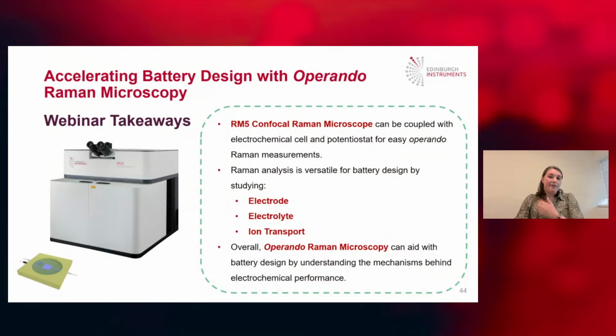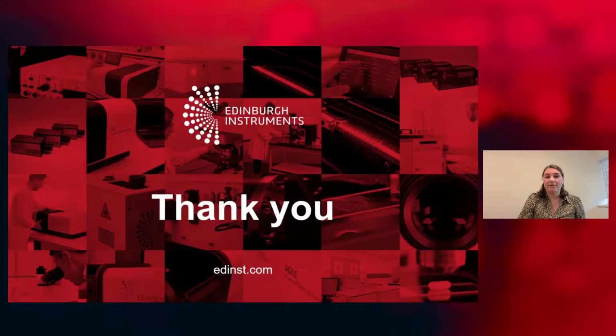Overall, the RM5 would be a really nice microscope to use, which can be coupled with an electrochemical cell and potentiostat for operando Raman measurements. The versatility of Raman makes it very good for battery design by studying electrodes, electrolytes, and ion transport. And overall, incorporating operando Raman microscopy can aid with battery design and really understanding the mechanisms behind the electrochemical performance. So thank you very much for your attention, and I'll take any questions.